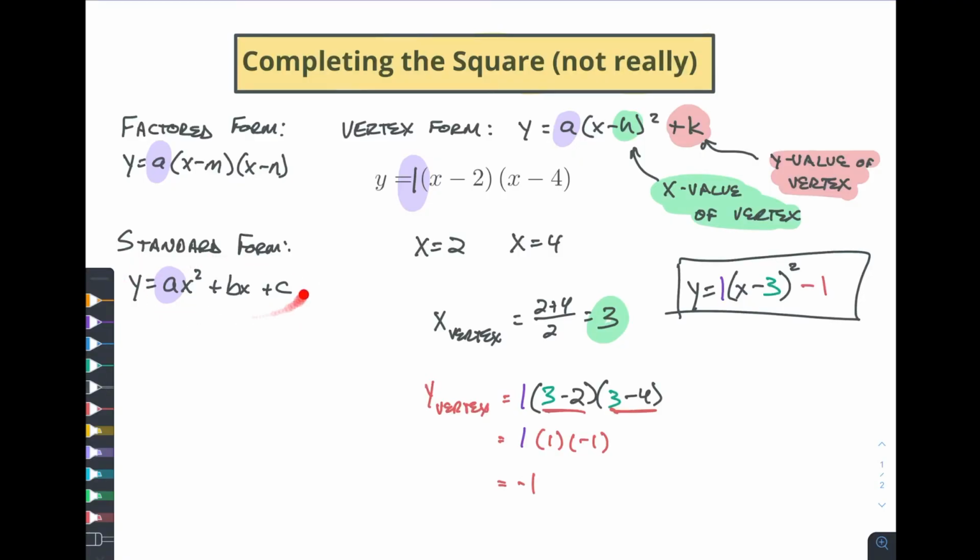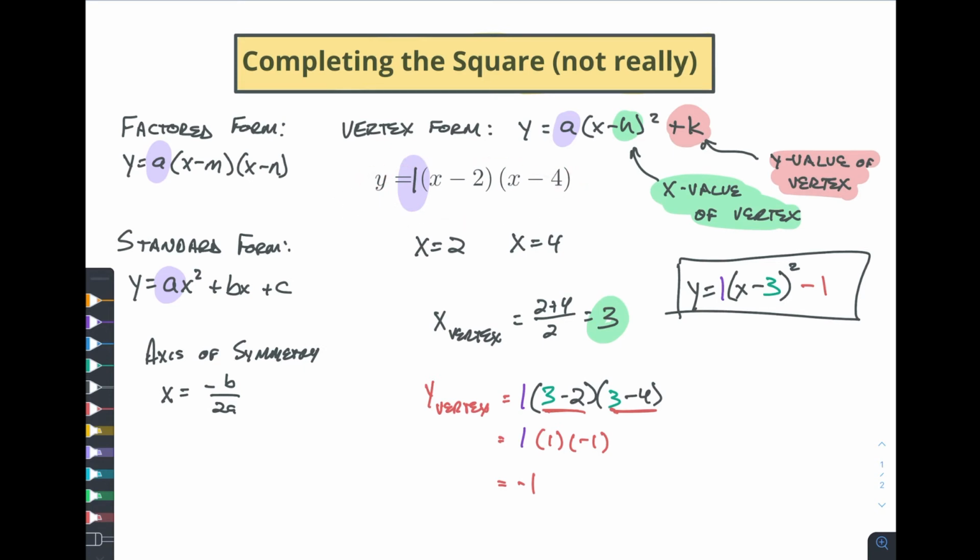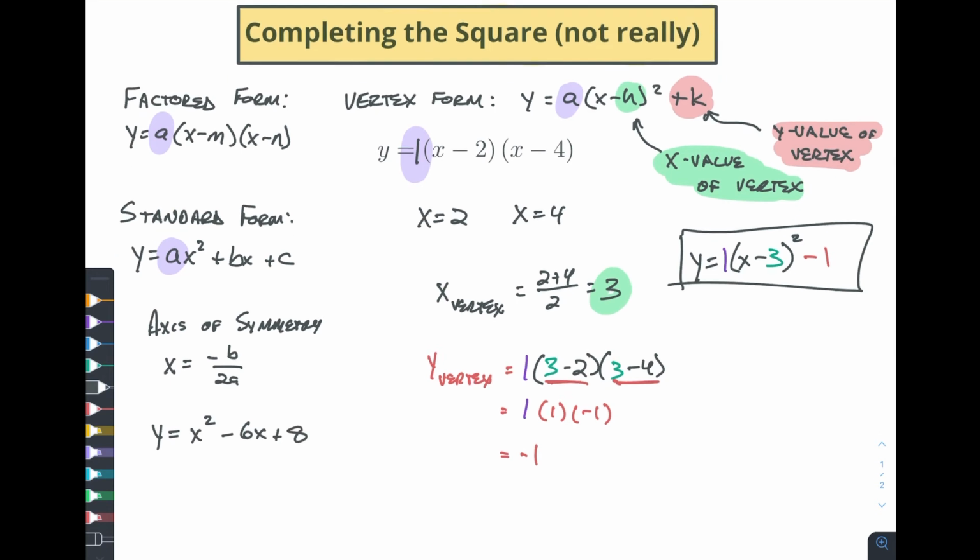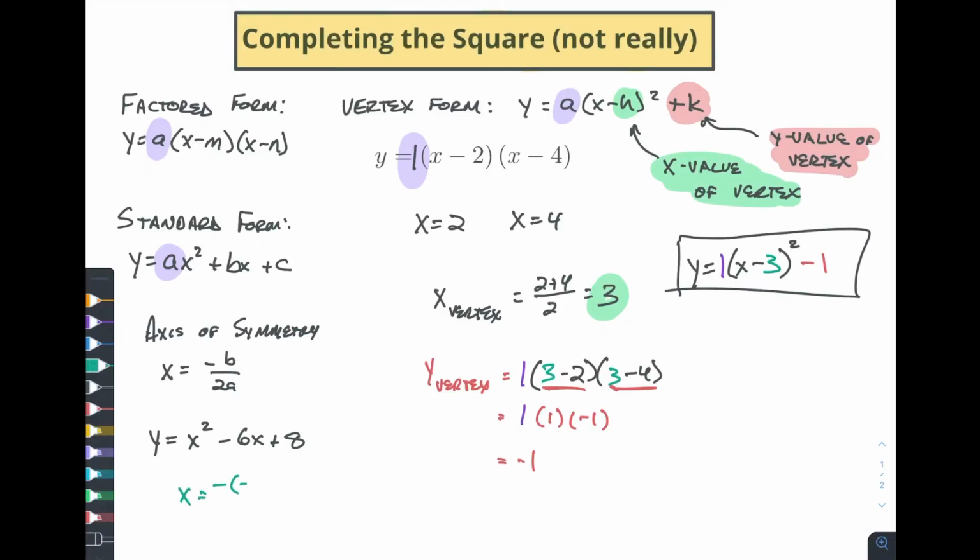We could even look at this through the standard form, because we know in the standard form, the axis of symmetry is x equals negative b over 2a. Let's consider this in standard form. That would be y equals x squared minus 6x plus 8. So if we were trying to complete the square using the standard form, our axis of symmetry says the x value of the vertex is going to be negative 6, divided by 2 times whatever our a value is, which in this case is 1. So x is going to equal, well, a negative and a negative is a positive, so 6 divided by 2 is 3. And if we take 3 and drop it back in here, you know what you're going to get? Of course you do. It's going to be negative 1.